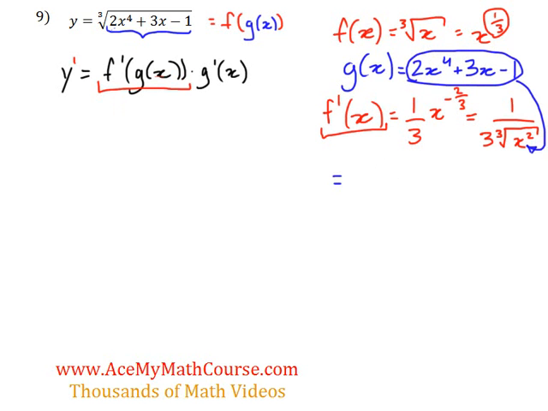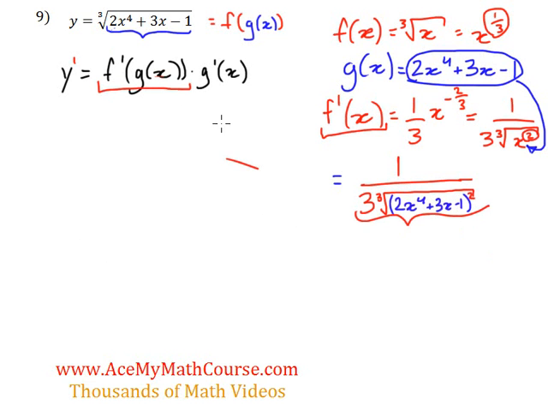So we're going to get 1 over 3 times the cubic root of 2x to the 4 plus 3x minus 1 squared. So this little squared over there. Great. So this, of course, is just that, the f prime of g of x. Now we also need to find g prime of x. That's going to be a piece of cake.